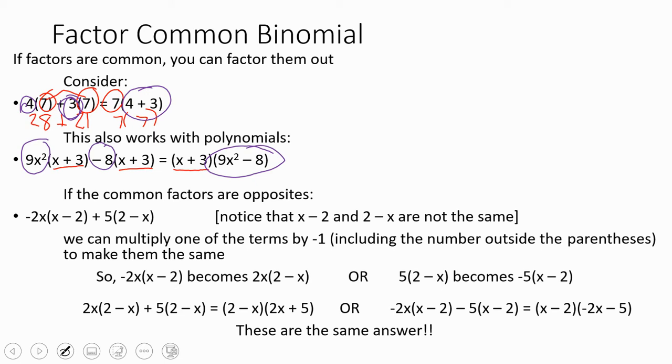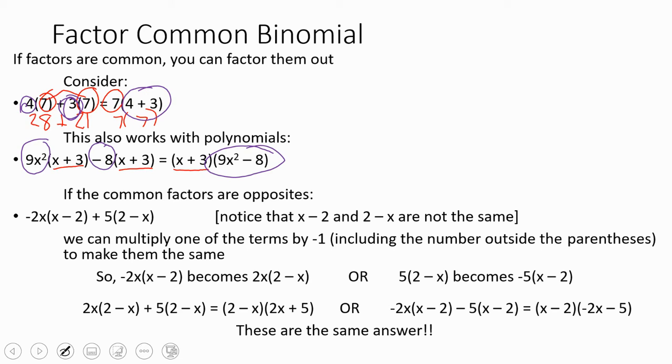You take what is supposed to be distributed, what's on the outside of the parentheses, and you just put those two terms together into the other factor. Now, here's one thing you have to watch out for.